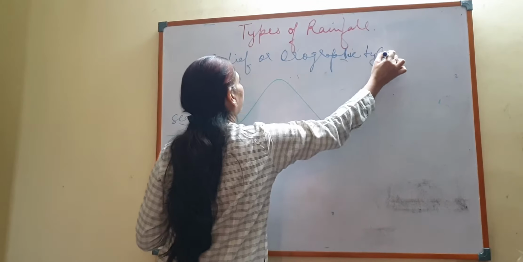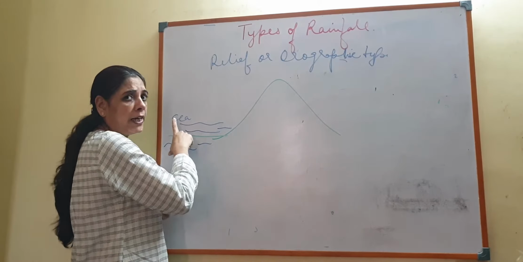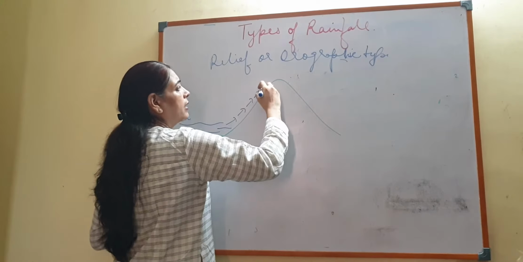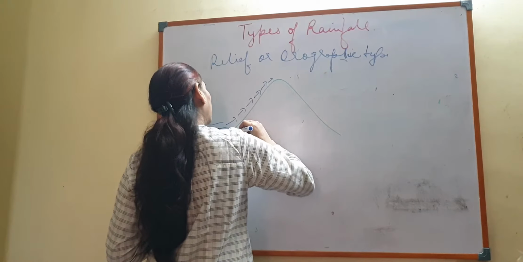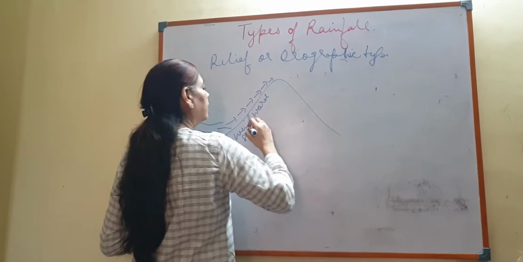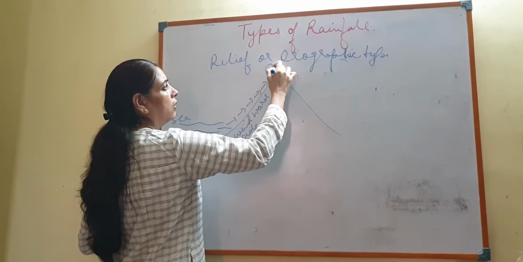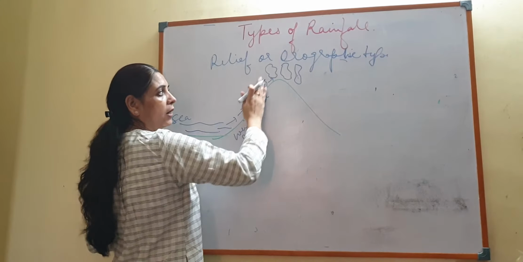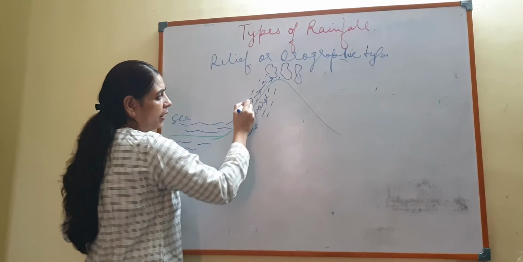type of rainfall. In this, what happens is the moisture laden winds from the sea start blowing, and these moisture laden winds ascend the mountain. Okay, ascend the mountain, and this is called the windward side of the mountain. The moisture laden winds ascend the mountains and form clouds. Then they get saturated because at high altitude the clouds become cool, the temperature becomes less, and it rains.